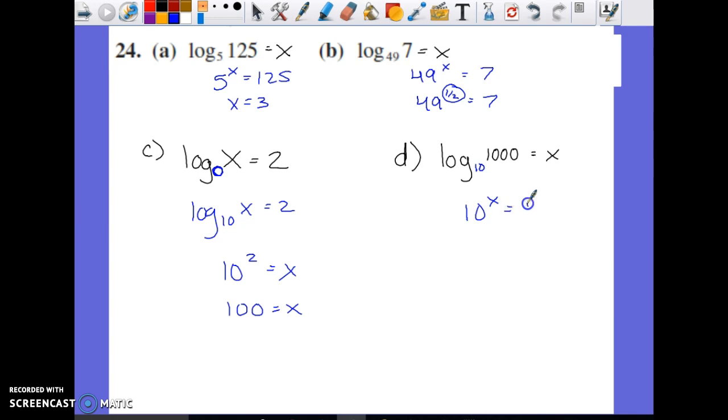10 to the x equals 1,000. Alright, so if you think about this, we know 10 squared gives us 2 zeros. What's going to give us 3 zeros? 10 cubed. 10 is fun like that. Okay. So x equals 3.